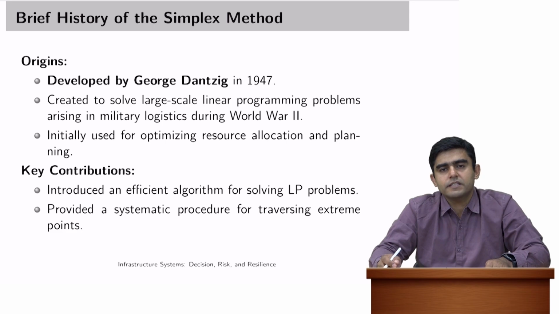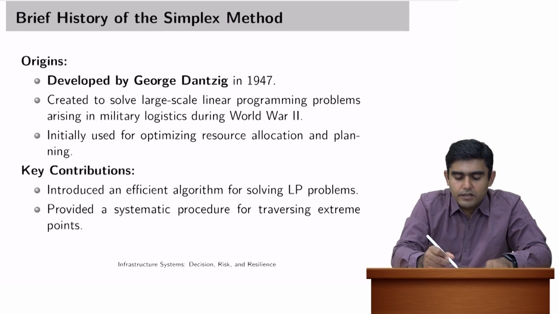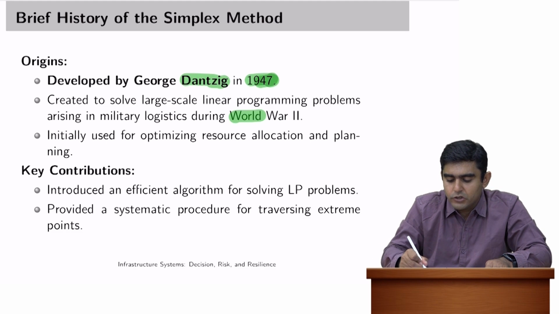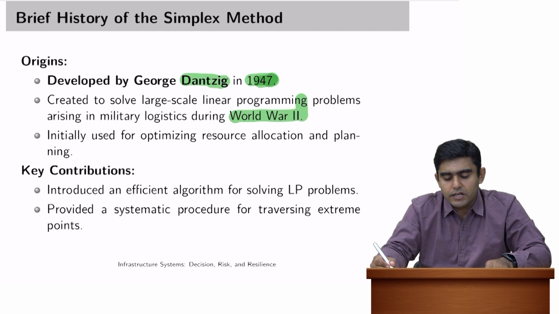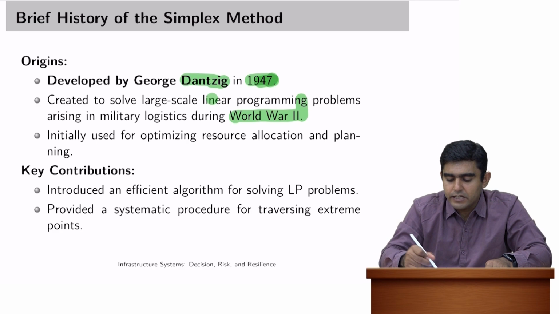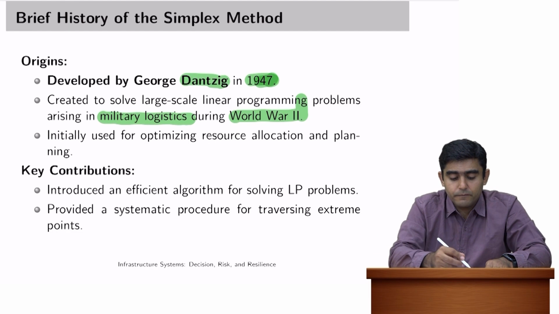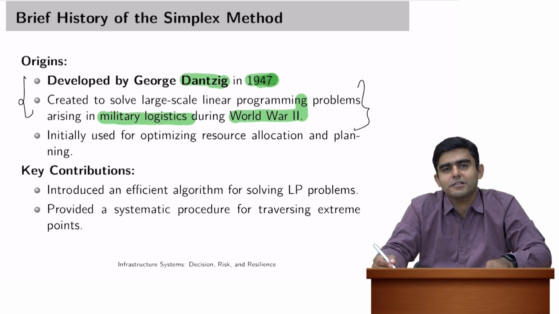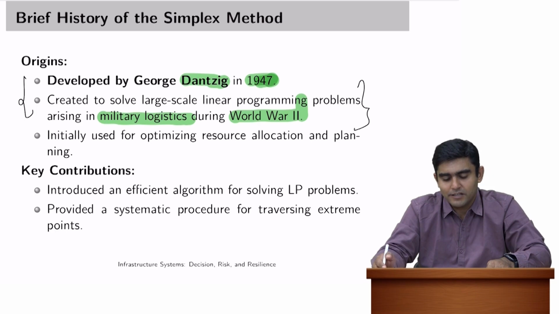So this method is also known as Danzig method, named after the engineer who discovered this particular method somewhere in 1947 during World War II. And purpose to create this method was to solve large-scale linear programming problems arising in military logistics and resource management. In fact, there are many interesting articles that have been written about Danzig and how he thought about linear optimization as one of the solutions during the wartime, when it was needed the most by the fighting armies for resource allocation. And it was of course used for optimizing resources and planning.